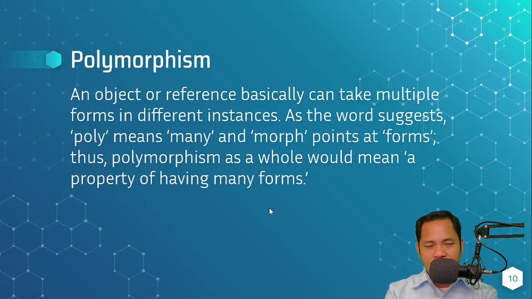Finally, polymorphism. An object or reference basically can take multiple forms. So take the word: poly means many, and morph means form. Thus the term polymorphism. It simply means that a reference to an object can take many forms.